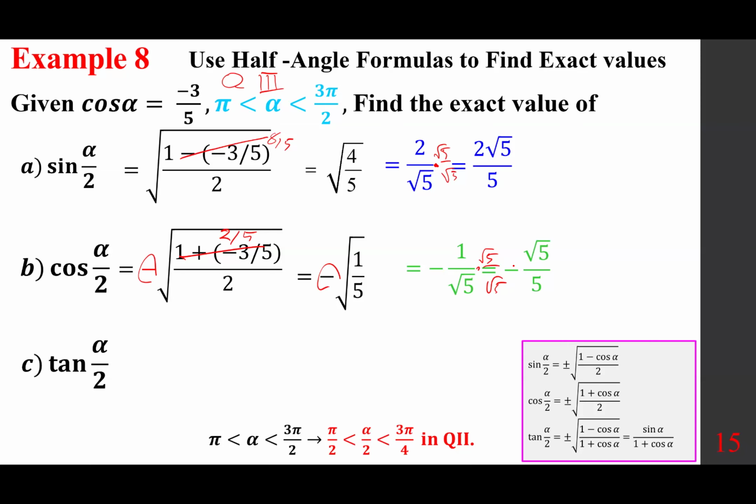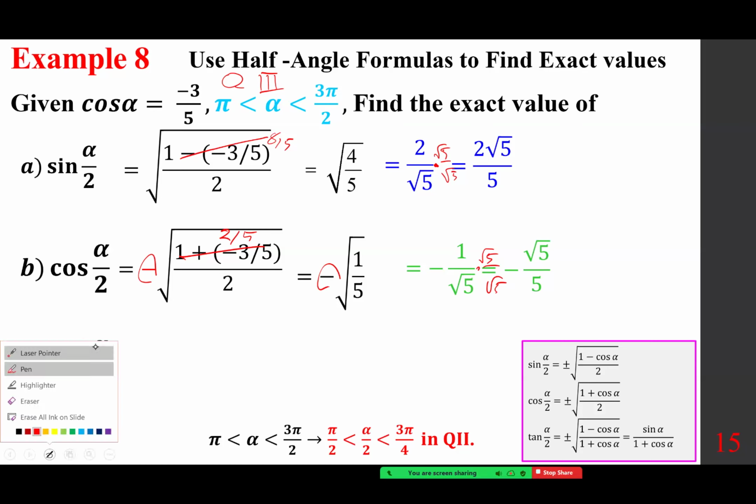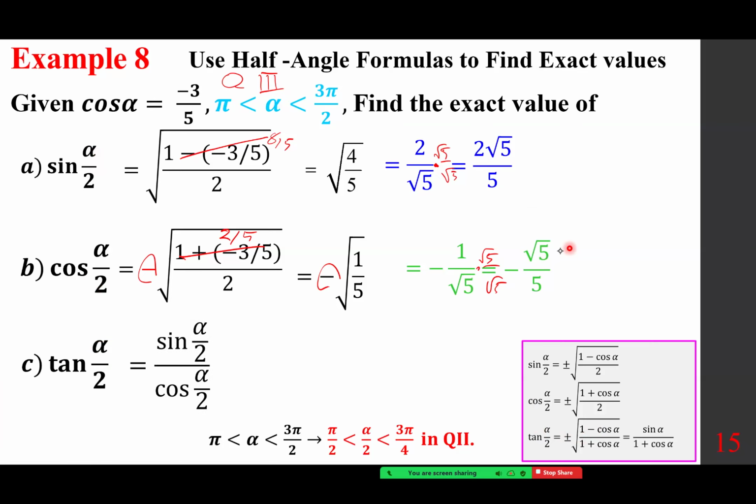Tangent, again, I'm not going to use the formula that I have here. I don't need to because I have the sine and cosine. The ratio of these two is the answer. Sine over cosine. Sine of alpha over 2 over cosine of alpha over 2. The denominators are identical, drop it. So you get 2 square root of 5 over minus square root of 5. Negative 2.